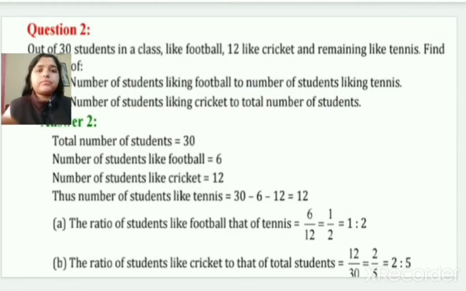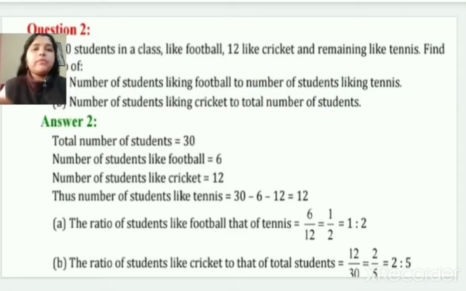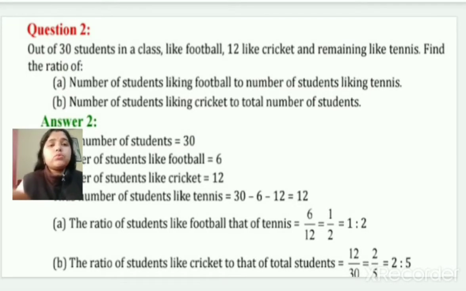Okay, now moving to the next part, we have the question. Out of 30 students in a class, 6 like football, 12 like cricket and the remaining like tennis. There is, I think, a misprint here. Okay, it is very easy.